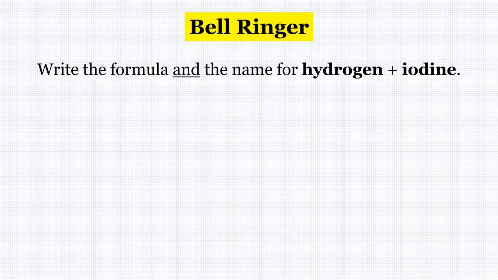So our first step is to write out the cation. So the cation in this case is hydrogen. Hydrogen has a +1 charge. And then let's go ahead and write out the anion. The anion is iodine. Iodine has a charge of -1. So in this case, it is a 1-to-1 ratio. We don't need to add any subscripts.